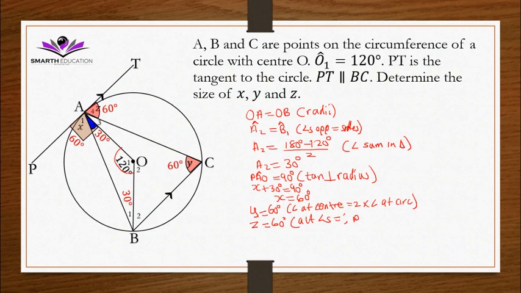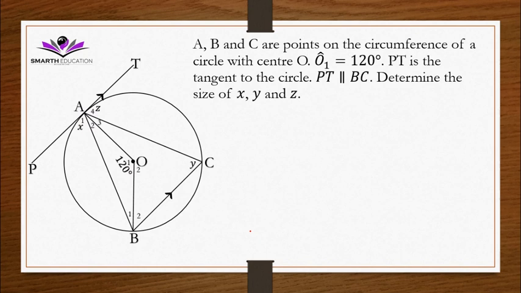Since PT is parallel to BC, that's why Z is also 60 degrees. Done. Okay, but we could have used the Chord theorem. Let me just show you here. We could have said this is the angle at the center, this is the angle at the circumference, this is 60 degrees. And then this angle here and this angle here, we can use the Chord theorem. You see that? We can use the Chord theorem and get our 60 degrees.